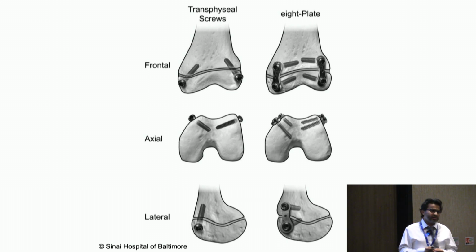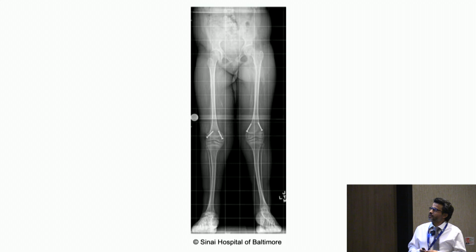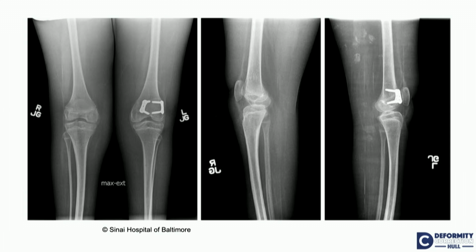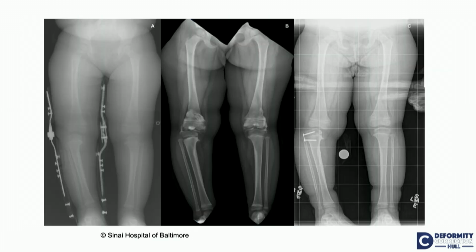This is the configuration of the tension plate. This is using the transphyseal screws, and this is using the tension band plate. One more example.